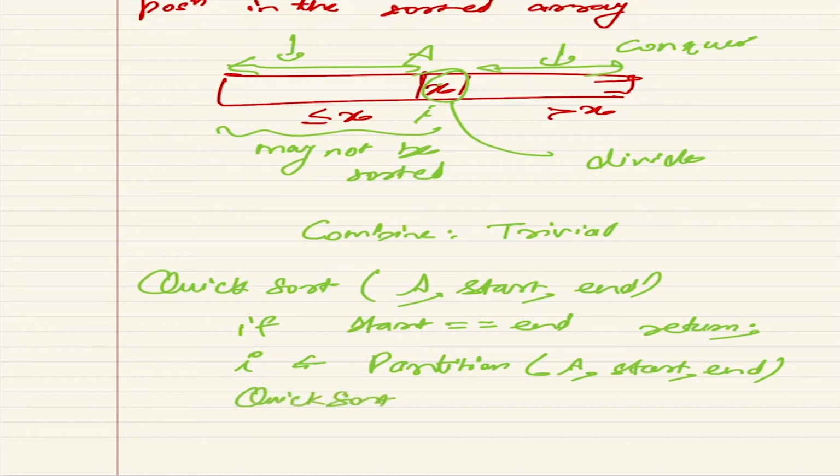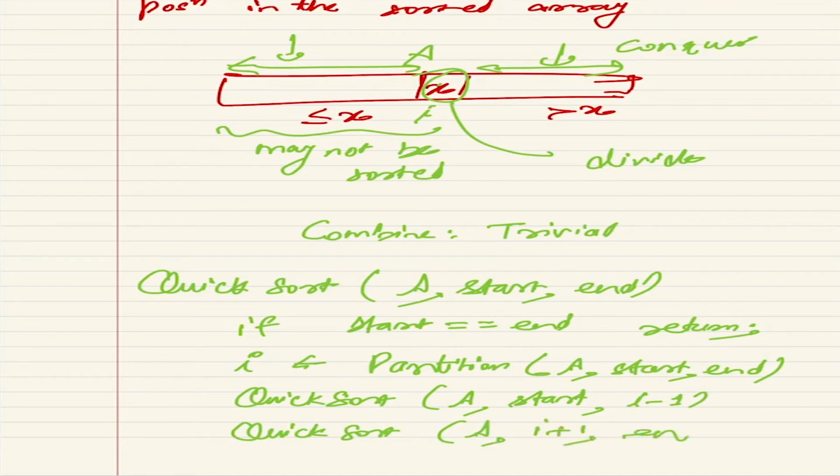accordingly. So quicksort, once you call on A, it remains the same. Now first time you call start to I minus 1, and second time you call on A from I plus 1 to end. And that's all there is to quicksort. So you have to just define the partition. Now what happens inside the partition function?